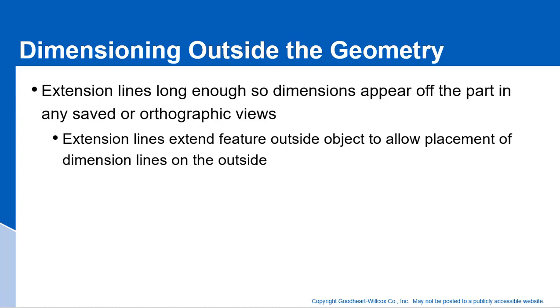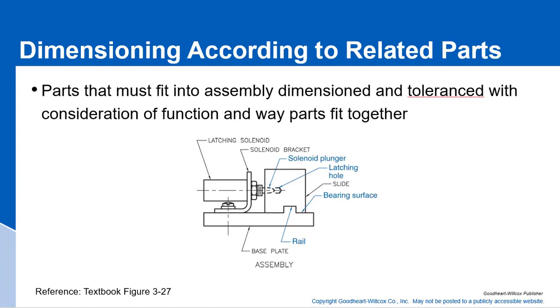Now the next slide talks about dimensioning according to related features. If you look at the example of this in your textbook, right next to this figure 3.27, we have this angle bracket, and then we also have this block. This block includes a latching hole that works with this solenoid. The dimensioning scheme of this bracket shows a dimension from this lower surface where it mounts to the hole where the solenoid mounts through the bracket.